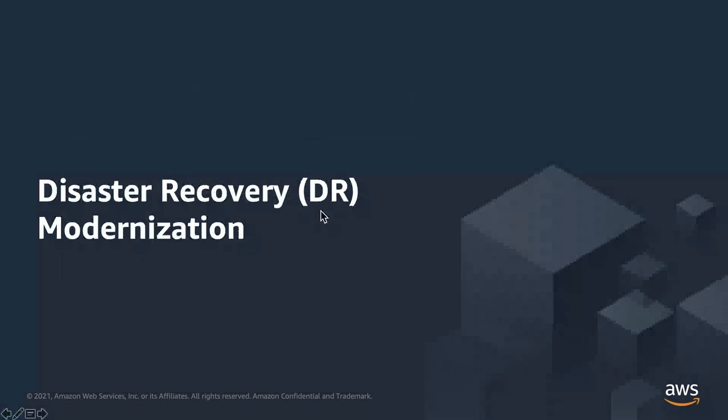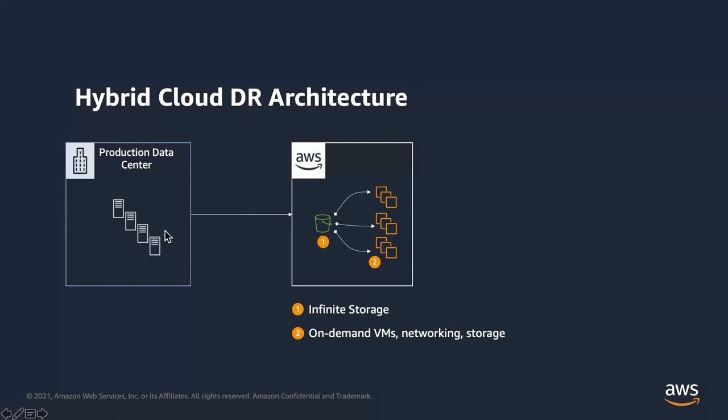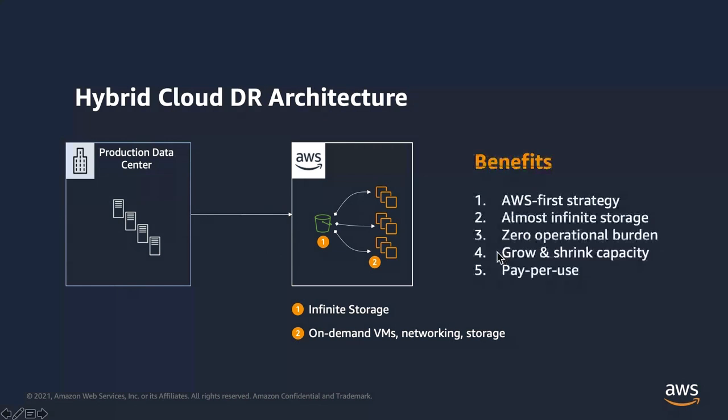How can you modernize your disaster recovery? So the idea here is to come up with a hybrid cloud disaster recovery architecture so that your on-premises workloads can be backed up and or replicated to AWS Cloud, where you can use almost infinite storage that's available for you. And then on demand, you can do recovery. So you don't have to assemble all kinds of compute, hypervisor, storage, network infrastructure. It's all built for you and you pay as you go. So that's the hybrid cloud DR architecture.